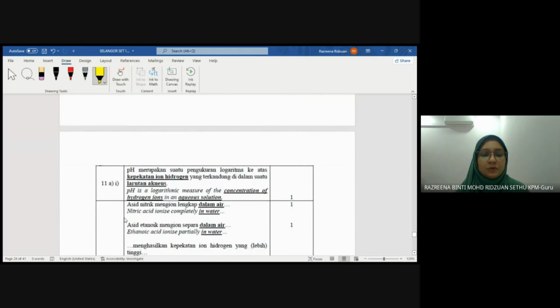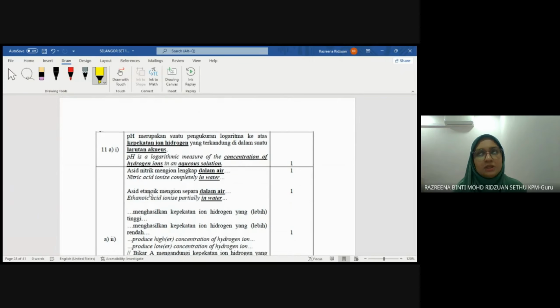Okay, let's look. The answer for what is pH: a lot of students are not able to remember this, but I hope you please remember it. It is a logarithmic measure of the concentration of hydrogen ions in an aqueous solution. That's it. Try to remember this. The one underlined is a must. Concentration of hydrogen ion in an aqueous solution.